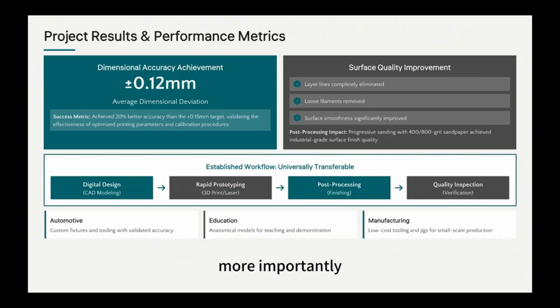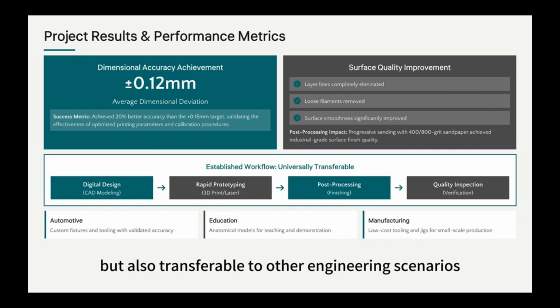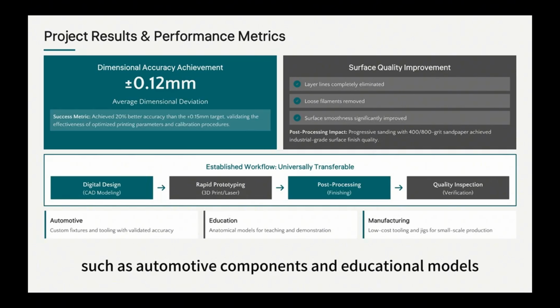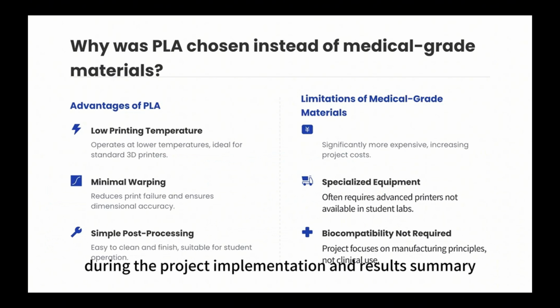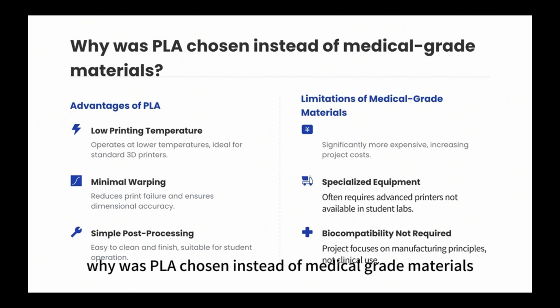More importantly, the digital design, rapid prototyping, post-processing, and quality inspection workflow we established is not only applicable to this project but also transferable to other engineering scenarios such as automotive components and educational models. During the project implementation and results summary, we also sorted out several key questions and their answers. The first question is, why was PLA chosen instead of medical-grade materials?